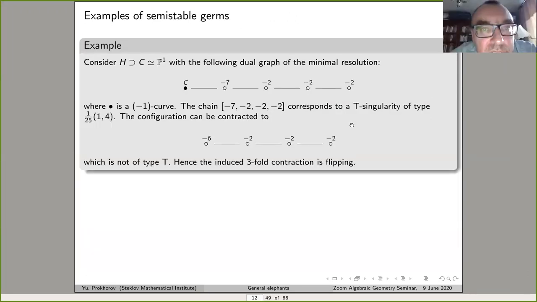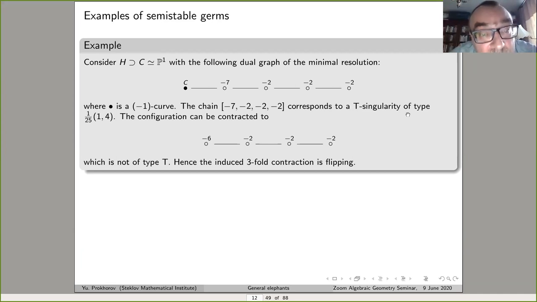Okay, this is the easiest example. Consider a surface germ along P1 such that the minimal resolution has the following graph like this. This chain on the right hand side corresponds to a cyclic singularity of this type, and the configuration can be contracted to this one, like this. But the singularity below is not of type T. The singularity downstairs is not terminal. This basically means that the contraction is not flipping.